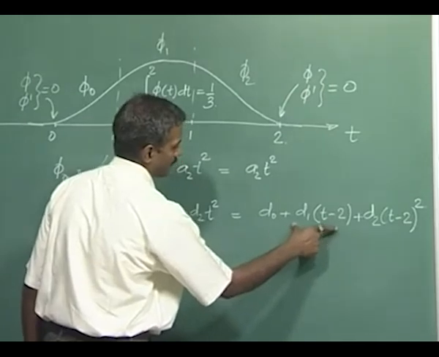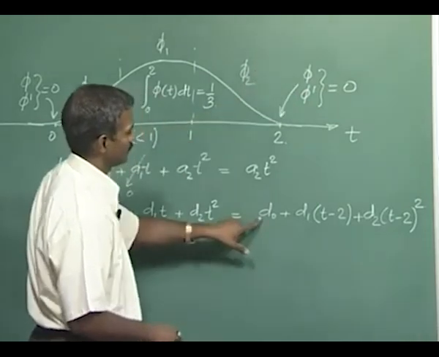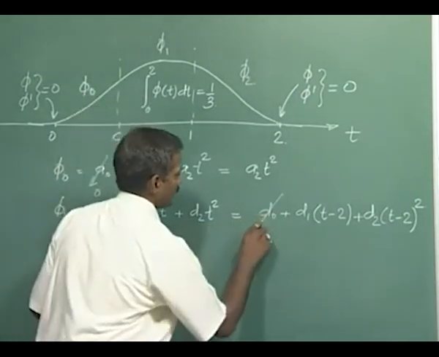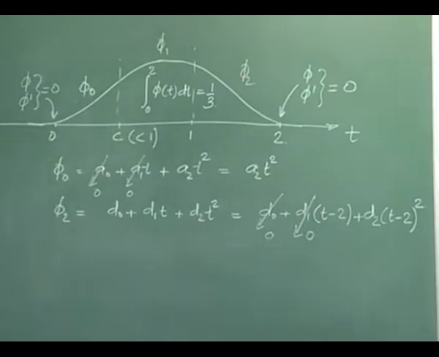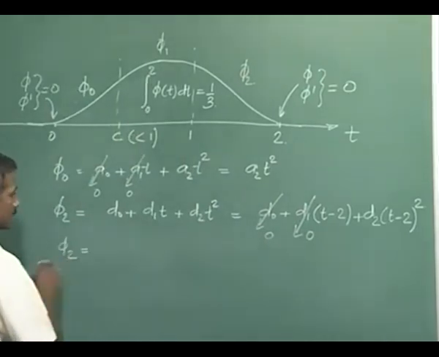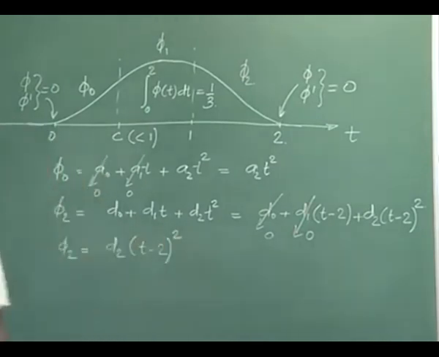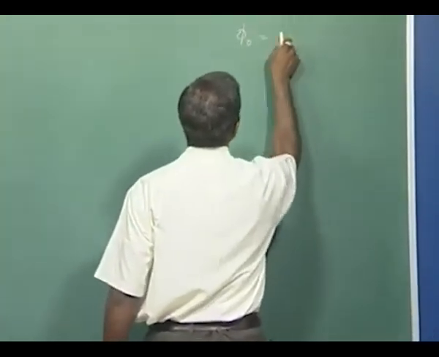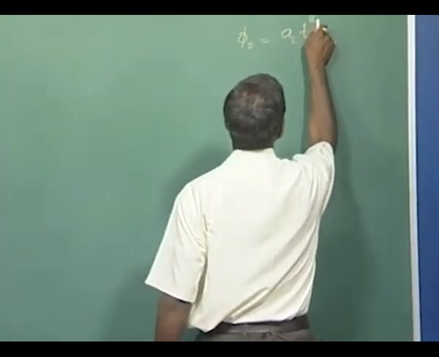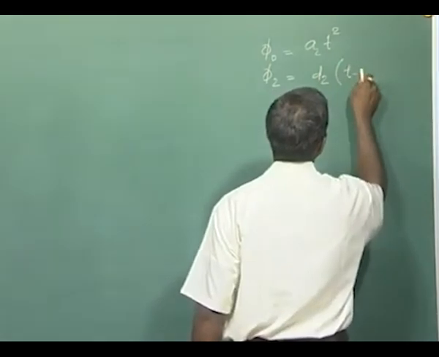Let me use this expression and employ these conditions to find that d0 will be 0 and d1 will also be 0, so that phi 2 is equal to d2 (t minus 2) the whole squared. Let me save these results for us to use later. Phi 0 is a2 t squared. Phi 2 is d2 (t minus 2) squared.